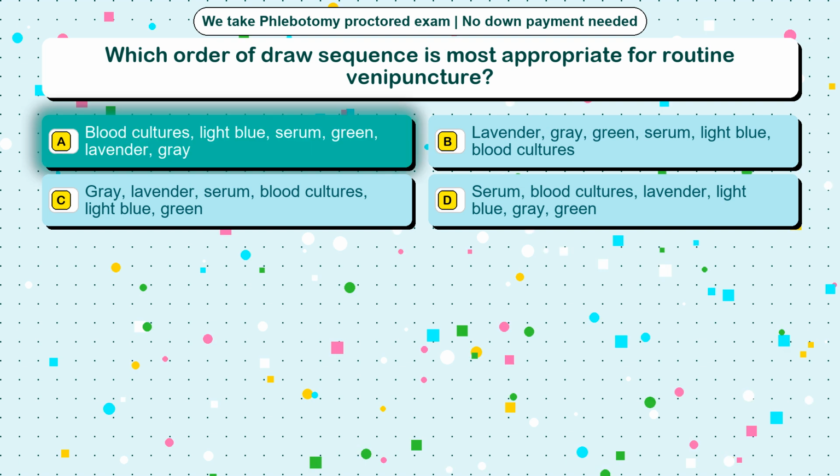The correct answer is option A. Blood cultures, light blue, serum, green, lavender, gray.